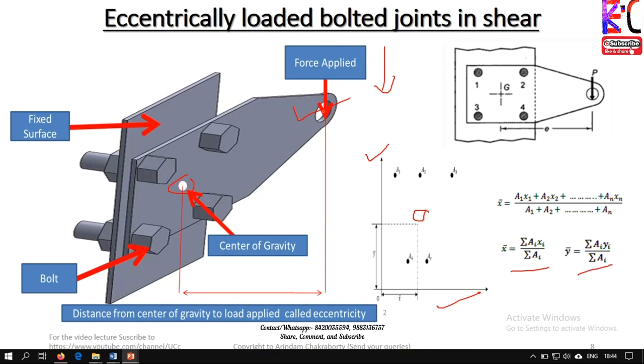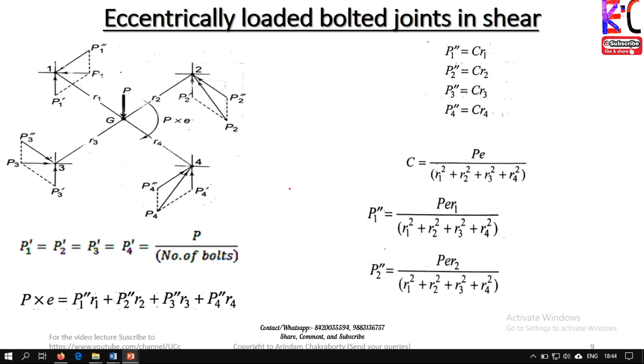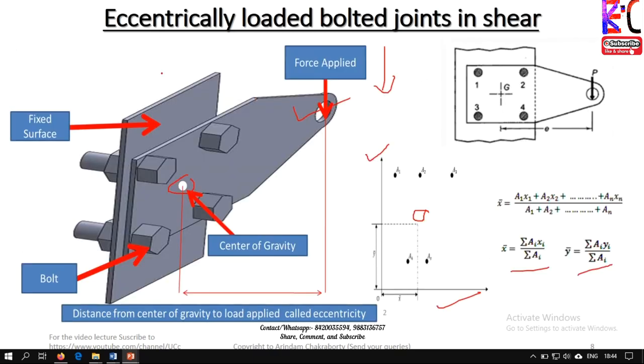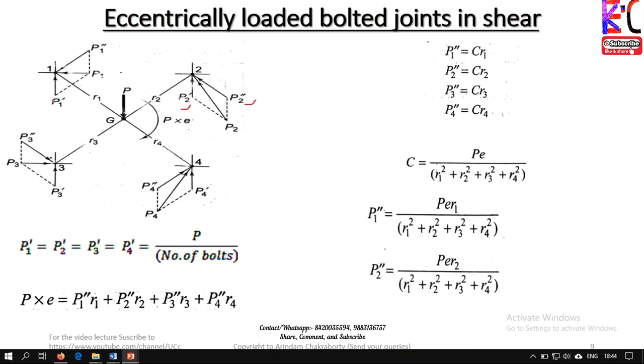Or you may understand it in the other way, the free body diagram. If force is acting over here, what will be the load acting over here? So there will be two forces acting there, one primary and one secondary. Why is it primary and what is secondary? The primary is the force reacting with respect to the fixed surface or fixed plate, and the secondary loading on the bolt is due to this plate.